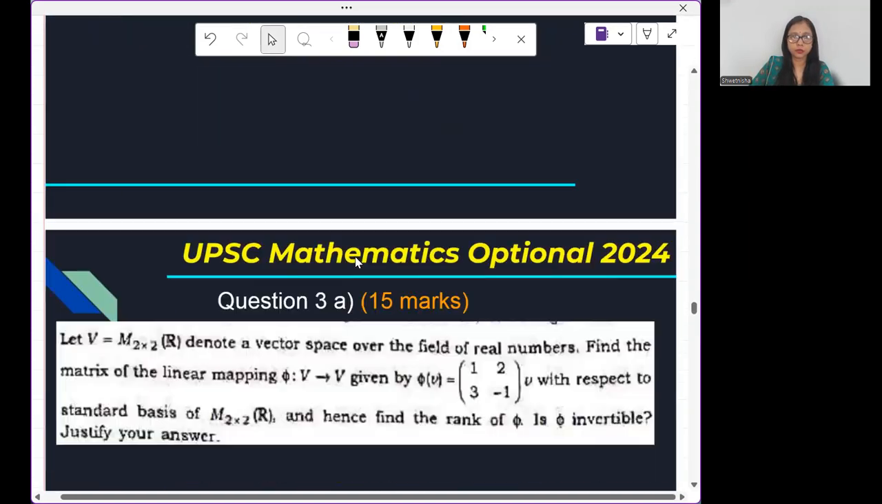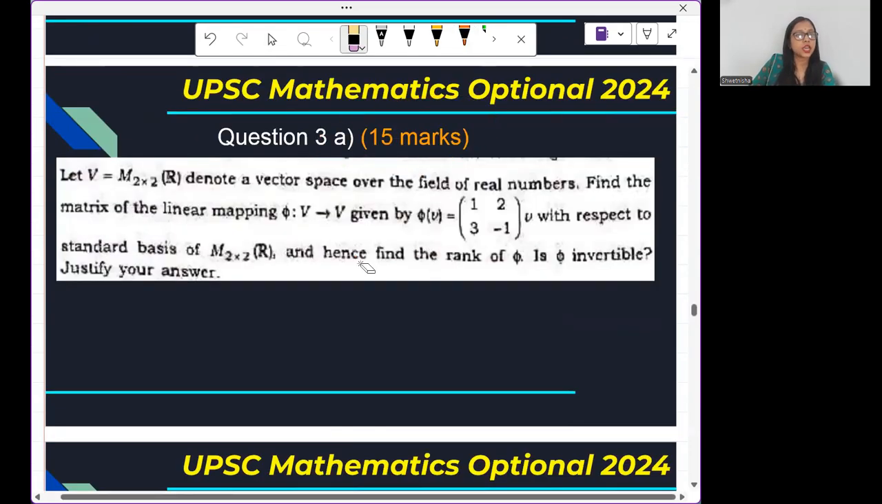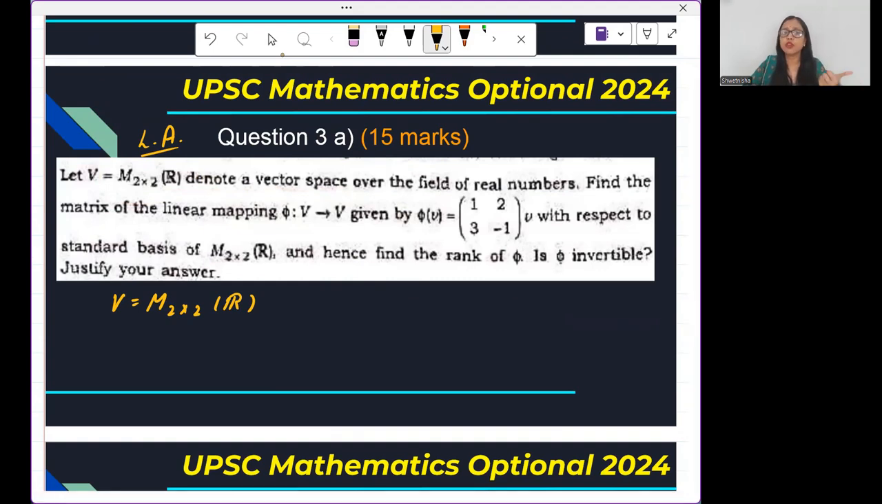Next, third question, 15 marks, again from linear algebra. Let V is M2 cross 2, denote a vector space over this. Okay, so V is given to be M2 cross 2 over R. Write down necessary information mathematically. You don't have to write everything in a statement. I know what this represents, so I'll not write that this is a vector space of all matrices over reals and everything. I know what it is. So basic information from the question, write it down in the solution.